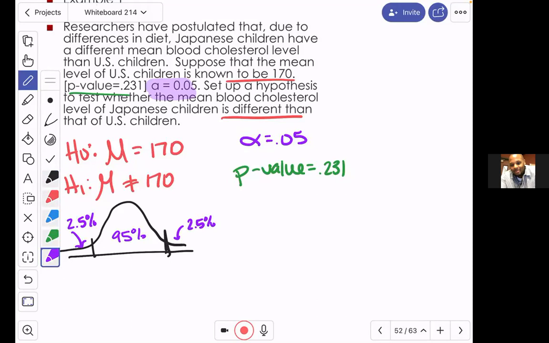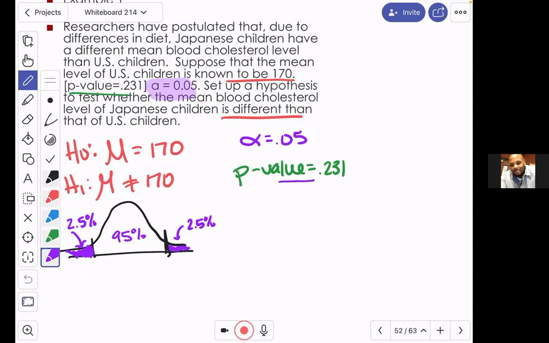What this is telling me then is that in this tail is how much area? How much area sits in this tail? This rejection region is only 2.5% of the area, right? And this rejection region is how much area? 2.5% of the area as well, right?